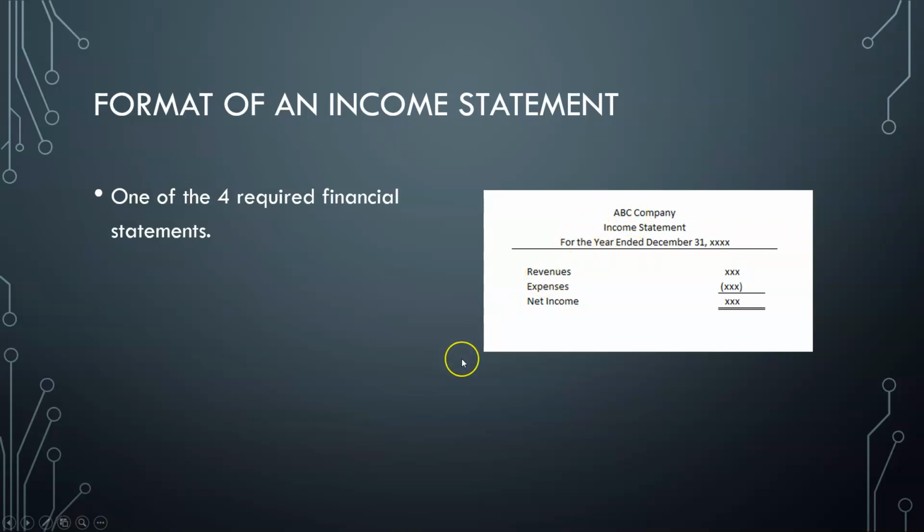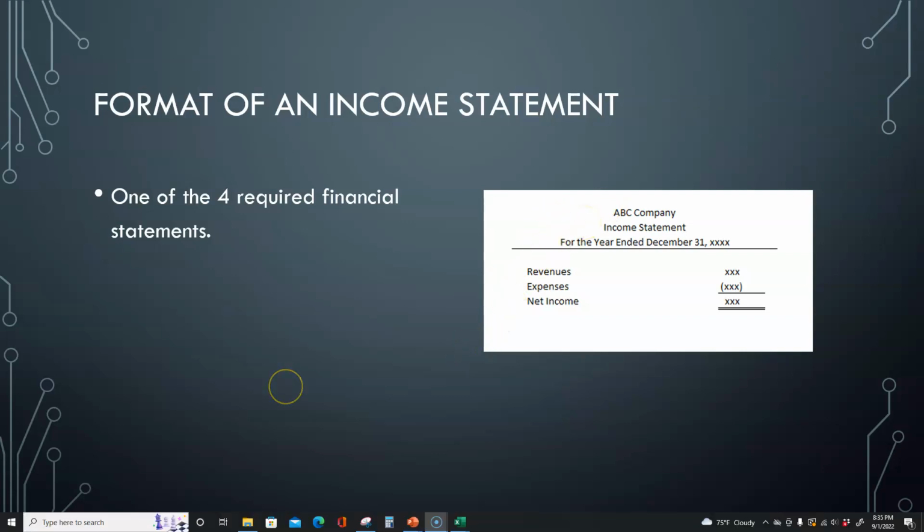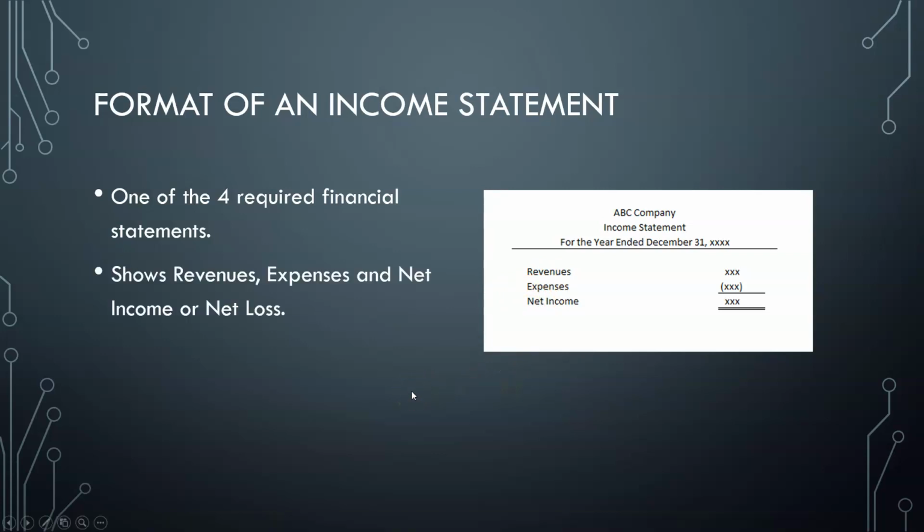At the very top, the header information is presented, and as we talked about before, the header information always has 3 things. First, the name of the company, then the name of the statement, and then the date. The income statement shows revenues and expenses. And if you have multiple revenues and multiple expenses for the company, it's going to show a list of each of the different types of revenue and each of the different types of expenses. And along with revenues and expenses, it's going to calculate the net income or net loss.